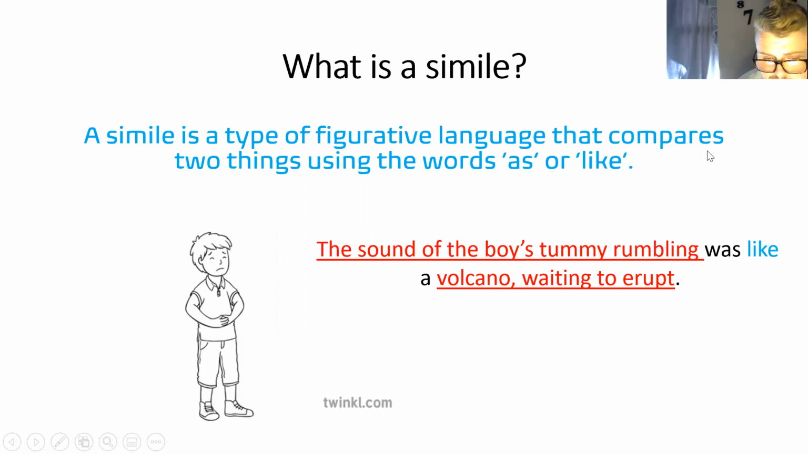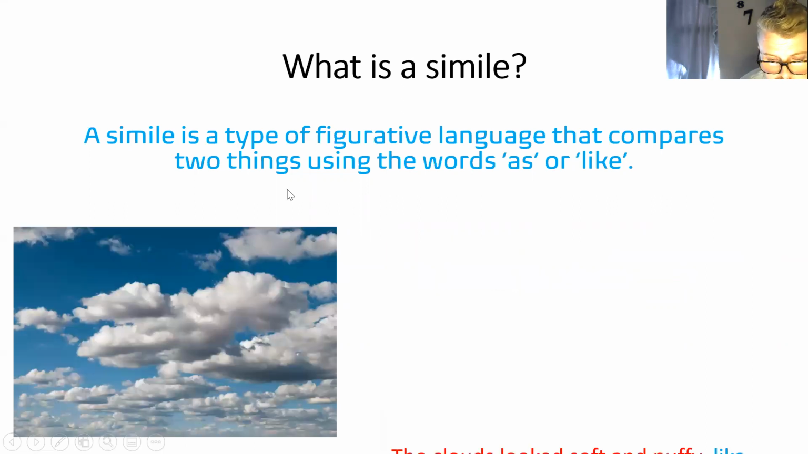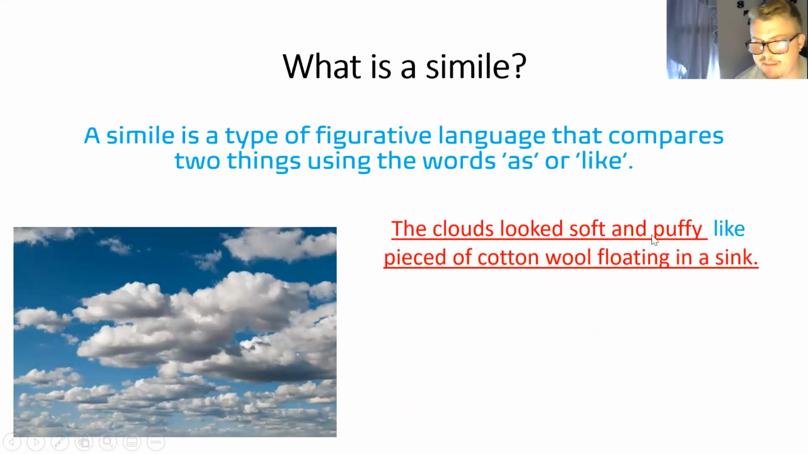I'll show you another one. The clouds looked soft and puffy, like, that should say pieces, pieces of cotton wool floating in a sink. So what two things are being compared? We've got the clouds being compared to cotton wool. And they're being compared using the word like. So that is a simile.